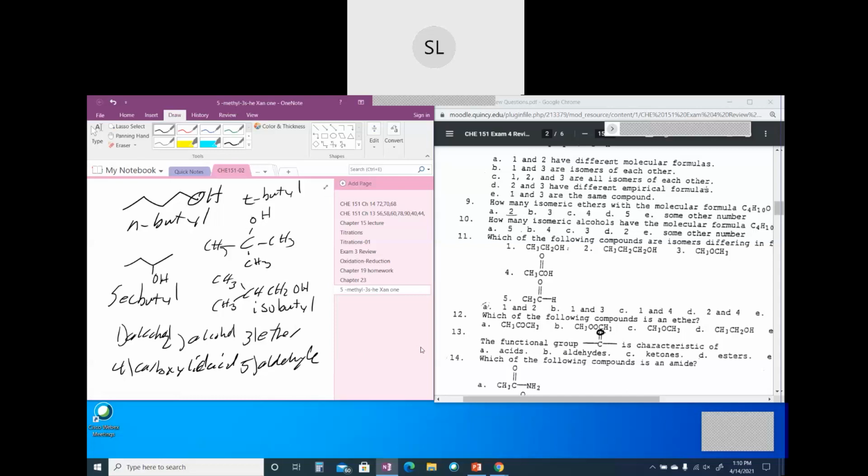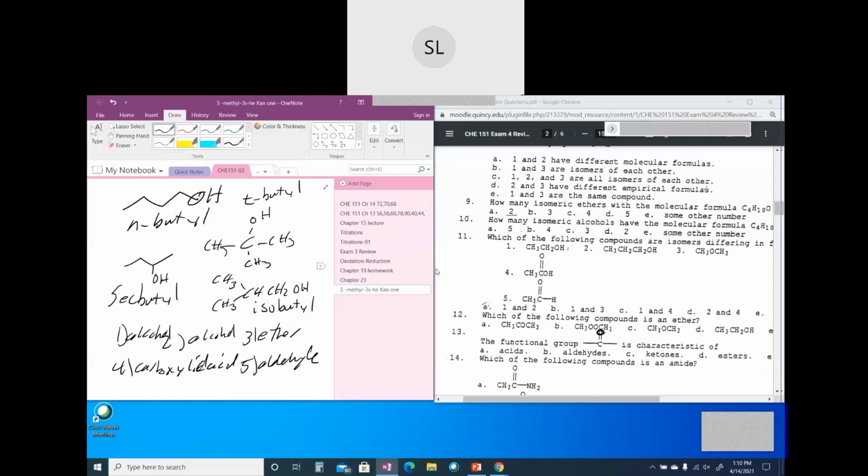Okay, so now you have to know which ones are isomers. You have a 2-carbon alcohol and a 3-carbon alcohol. Well, that's alcohol, that's alcohol. 1 and 3 are isomers, so they each have 2 carbons, 6 hydrogens, 1 oxygen. So 1 and 3, those are isomers differing in functional group.